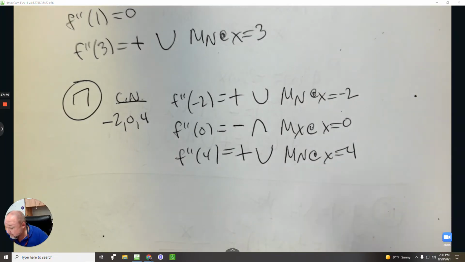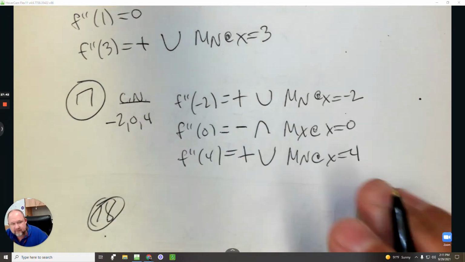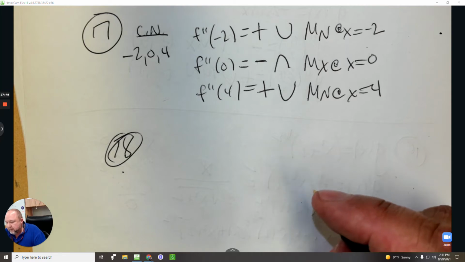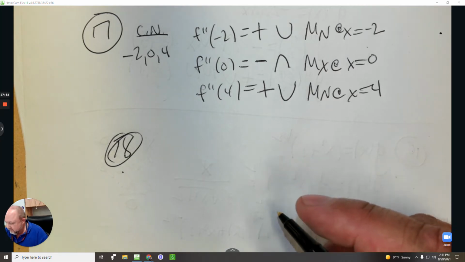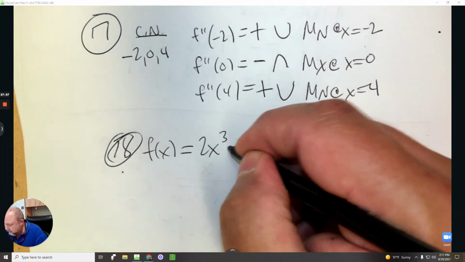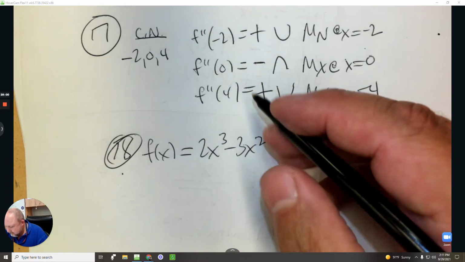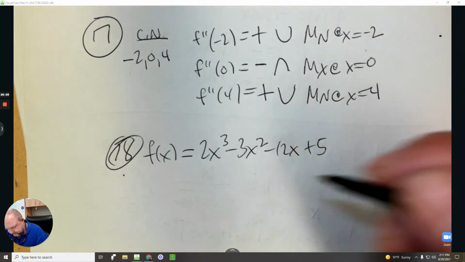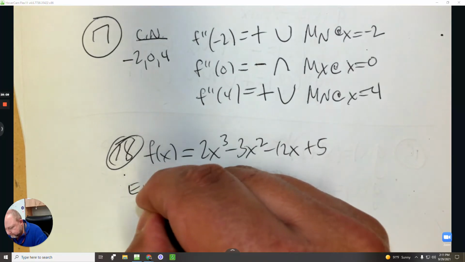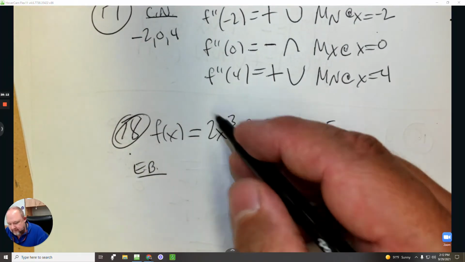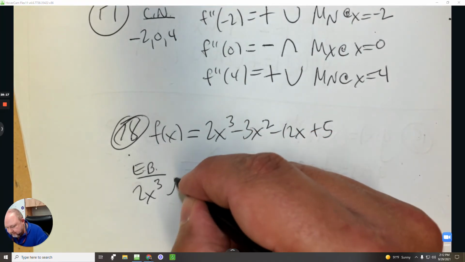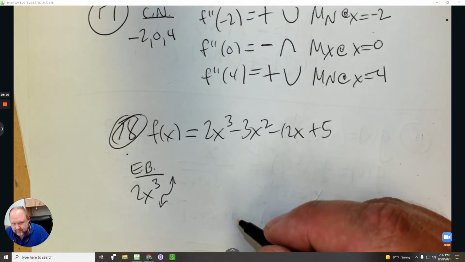All right, number 18. Without using a calculator, find maximums and minimums and points of inflection, and then sketch a graph in terms of what we're doing. So we have 2x cubed minus 3x squared minus 12x plus 5. So I'm first actually going to find the end behavior. The power term is 2x cubed, which means the right end goes up and the left end goes down.